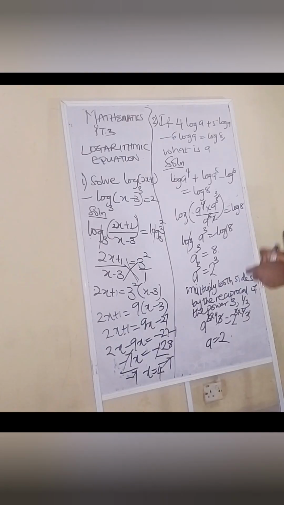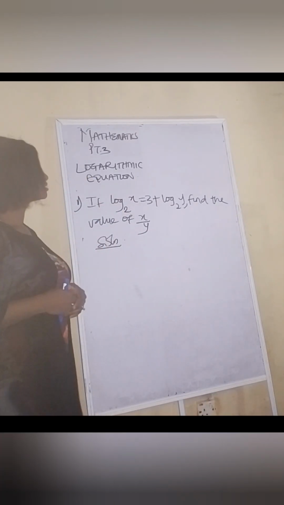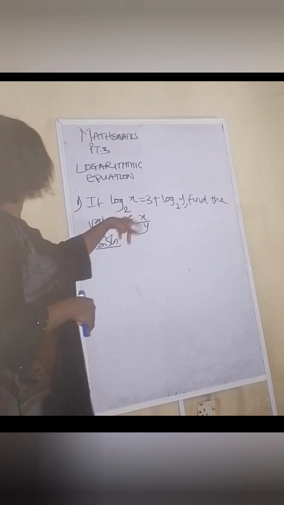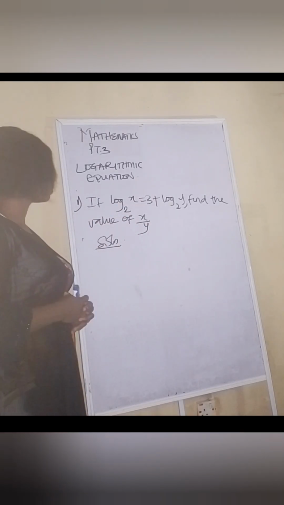It's as simple as that, guys. So let's solve this now. So we have log x base 2 equals 3 plus log y base 2. Find the value of x over y. So now let's solve it.